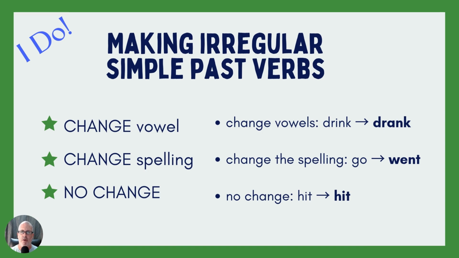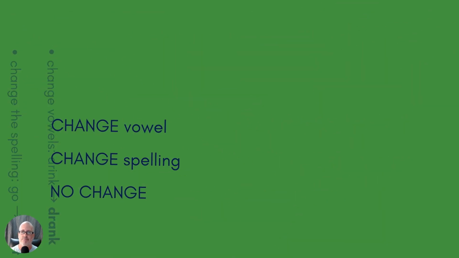Okay, so what are they? How do we make irregular simple past verbs? Well, the first thing to do is you can change the vowel. So, for example, drink becomes drank. The I becomes an A. Another one is you change the spelling completely altogether. So, if you look at the example, go becomes went. Or sometimes there's no change. Hit becomes hit.